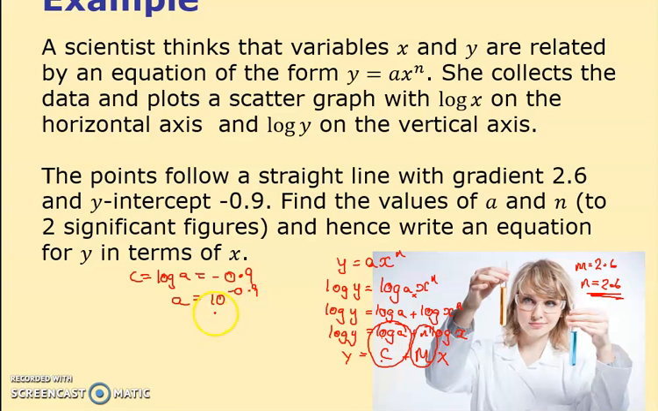If you get a question like this one, where effectively they've done all the work for you, you can be very grateful, because drawing those graphs is painful. So I'm doing 10 to the power of minus 0.9. I get 0.126. What does it want? Two significant figures. So 0.13, and 2.6. So the equation is y equals 0.13x to the 2.6. That's worked.